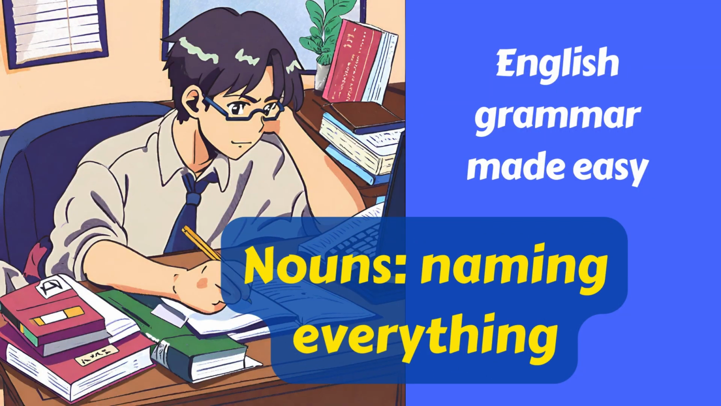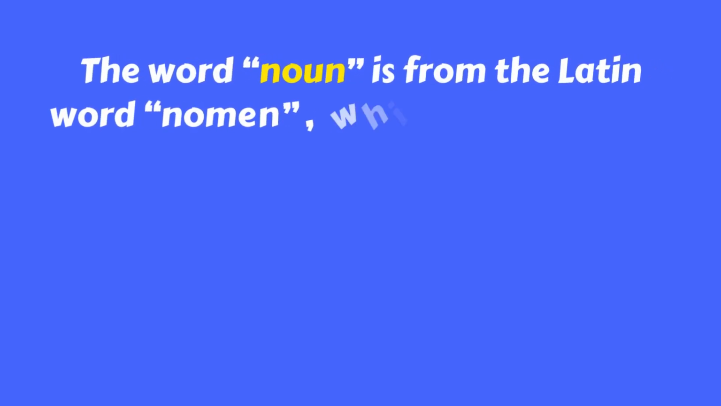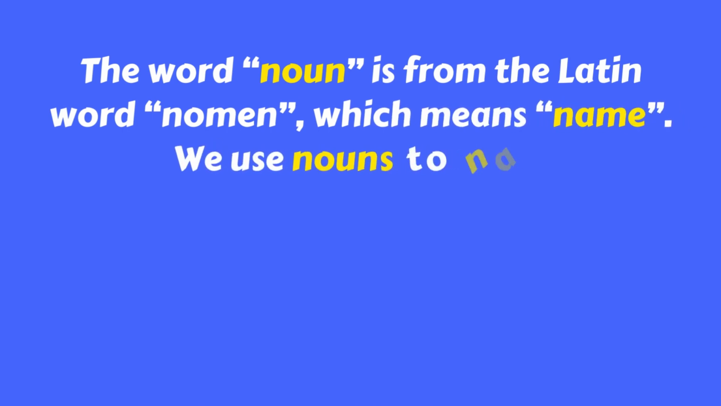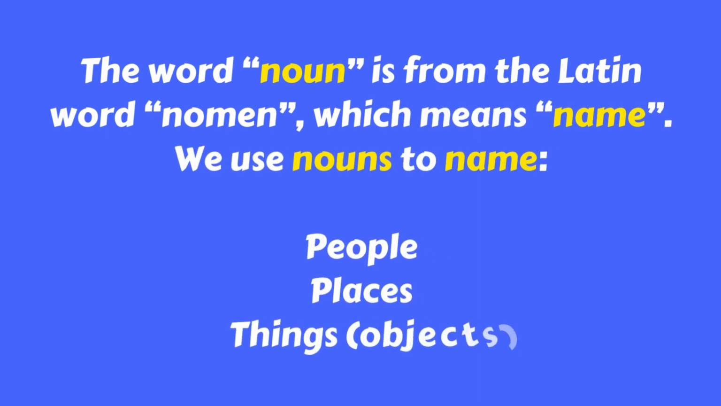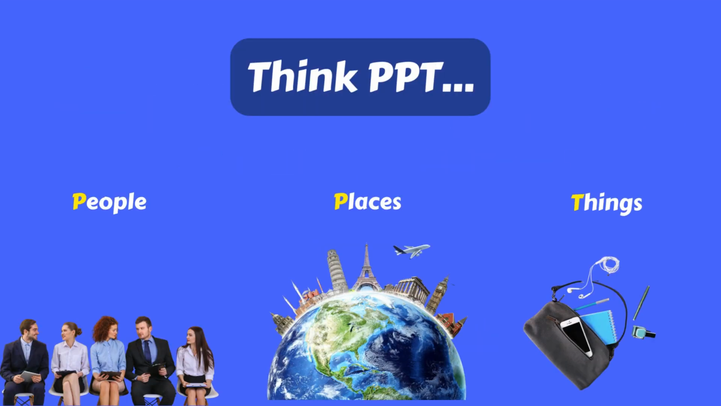Welcome back to English Grammar Made Easy, and today we look at nouns, subtitle Naming Everything, because the word noun is from the Latin word nomen, which means name. So we use nouns to name people, to name places, and to name things or objects. Think PPT, not PPT as in PowerPoint presentation, but PPT as in people, places, and things.